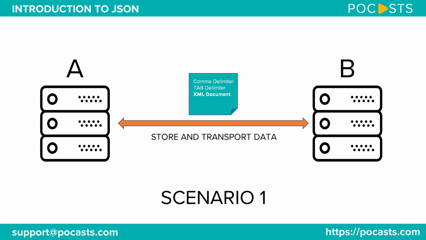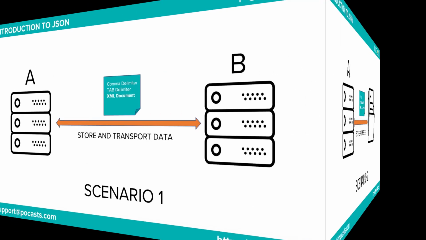System A can pack the product information in a comma or tab delimited file and then pass it over to system B. Or system A can use XML as well to send information to system B. XML today is basically most preferred as it is more readable and represents real-time scenarios with a markup language. Okay, so let me show scenario 2.